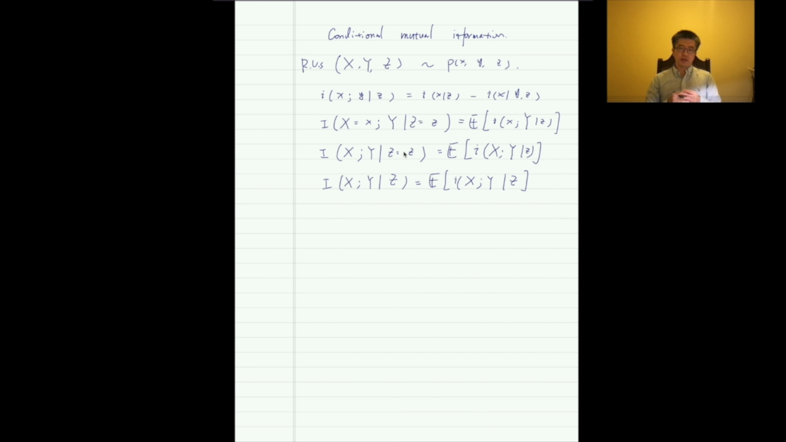Then we're going to see some common important inequalities that we'll use all the time in information theory.